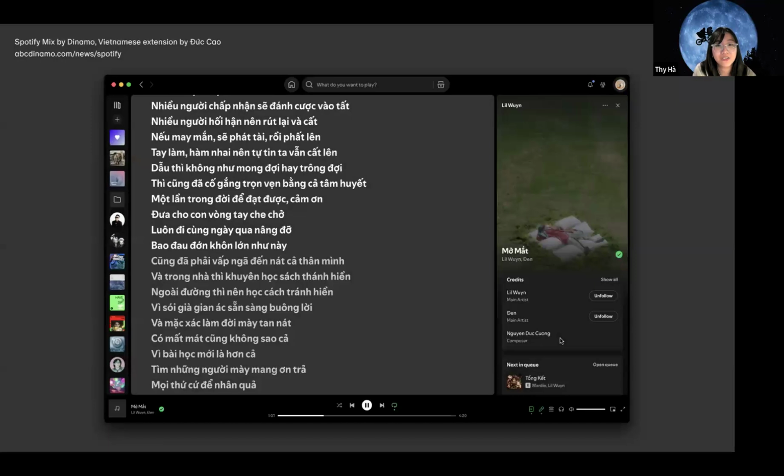Yeah, and here I have some examples of typefaces that support Vietnamese. The first one that I was really excited about is Spotify Mix by Dynamo, and the Vietnamese extension is created by Đức Cao, one of my typography collective members. I love music and also I love karaoke. So when they started supporting Vietnamese in Spotify, this is really good. I was so excited about it.